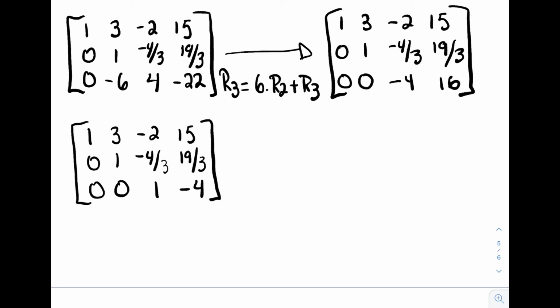Just to save us a little time here, I'm going to perform two operations in one go. The two operations we're going to want to do here is to clear this 0 and clear this 0. And we're going to get that 0 in row 2 by applying 4/3 times row 3 to row 2. And we're going to get the 0 in row 1 by applying a +2 times row 3 to row 1.